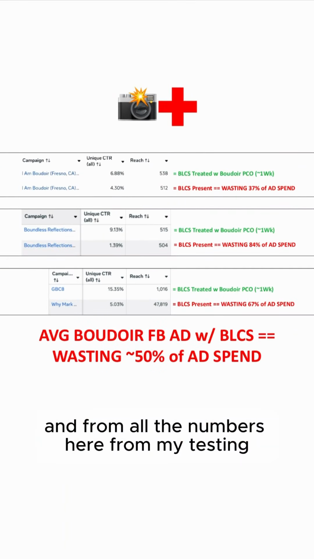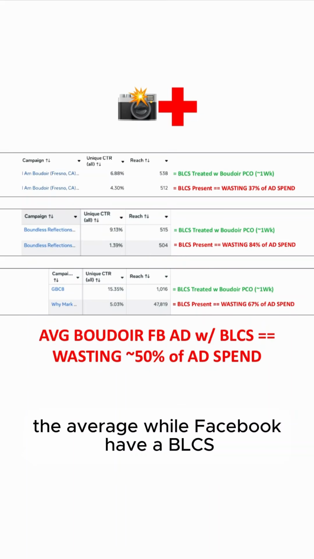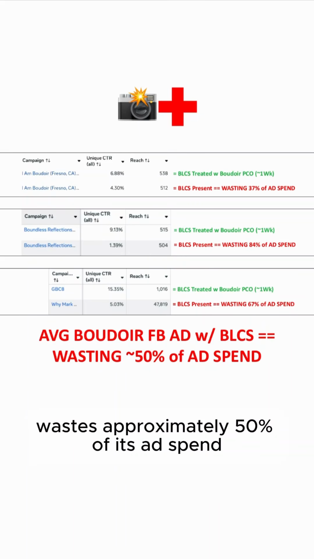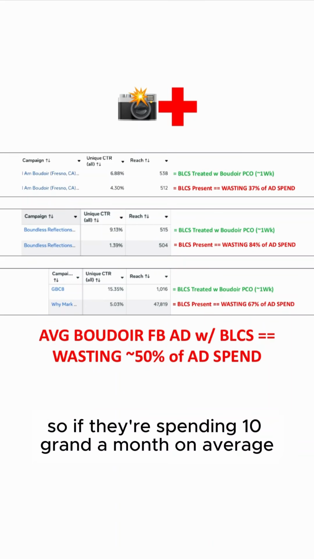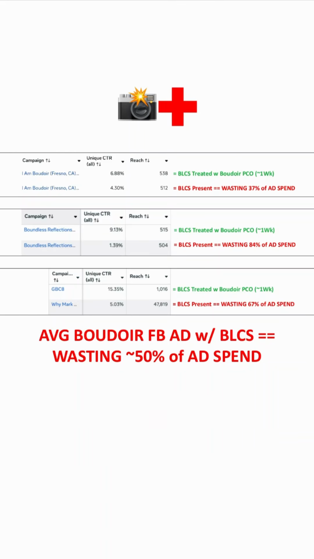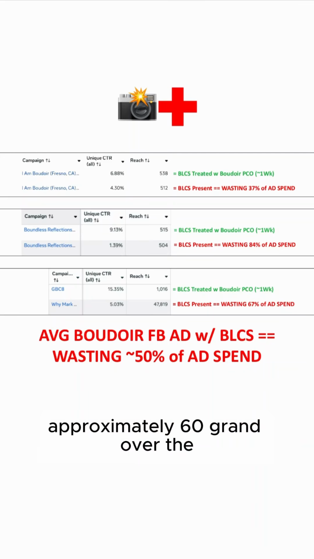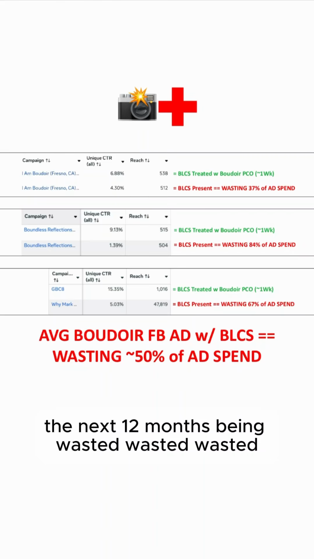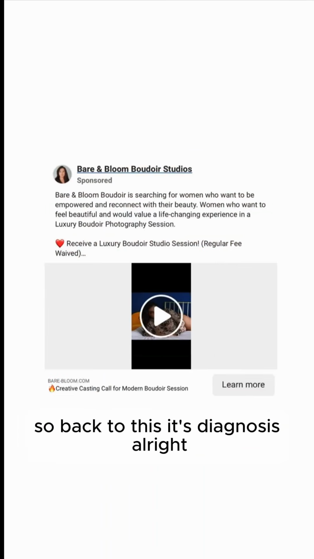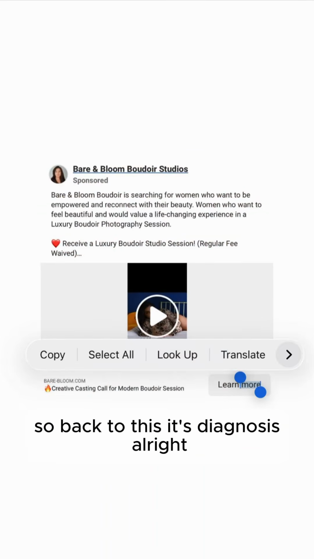And from all the numbers here from my testing, the average Boudoir Facebook ad with BLCS wastes approximately 50% of its ad spend, literally half going down the drain. So if they're spending 10 grand a month, on average, that's 5K every month, or approximately 60 grand over the next 12 months being wasted. So back to this. Let's diagnose this.